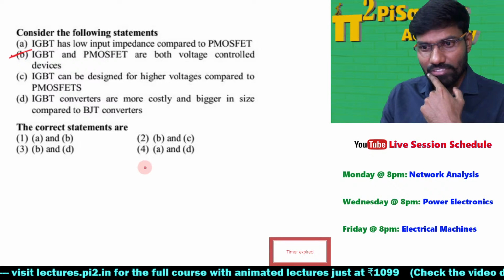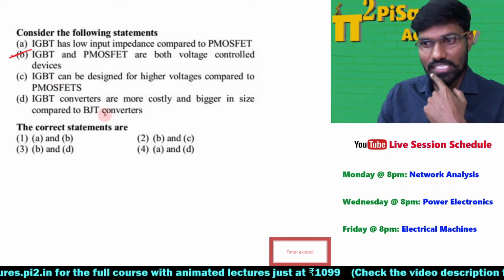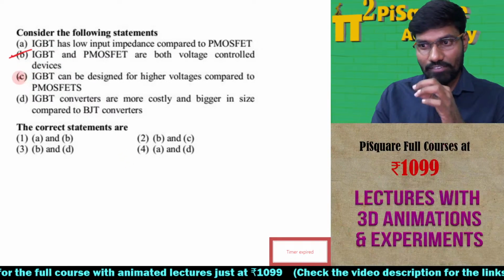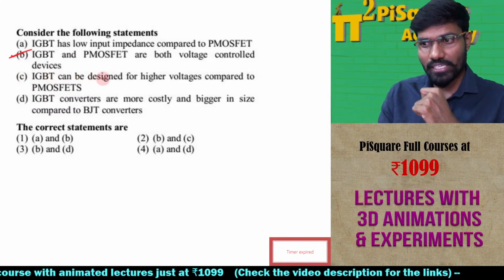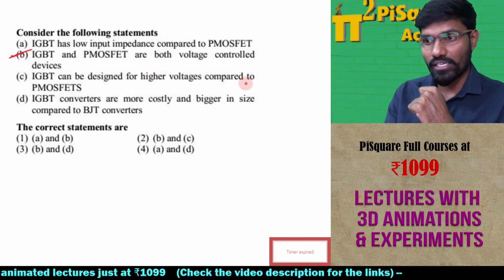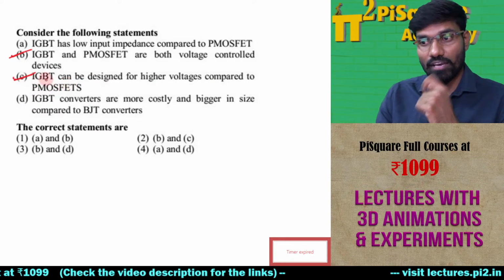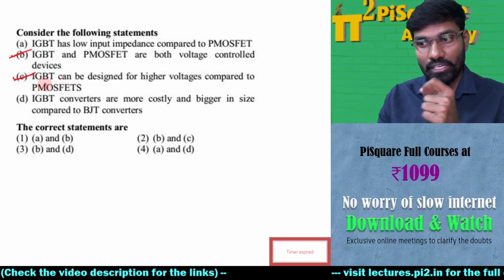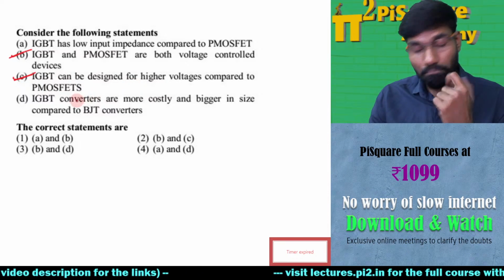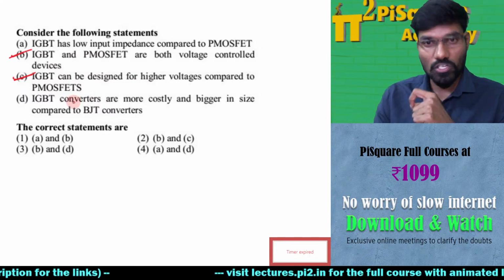Rahul Kale is saying the first statement is correct. Okay, let's come to the first statement once again. Anyways, let's come to this third one. IGBT can be designed for higher voltages compared to, yes, it is true. The capacity of IGBT is in between BJT as well as MOSFET.